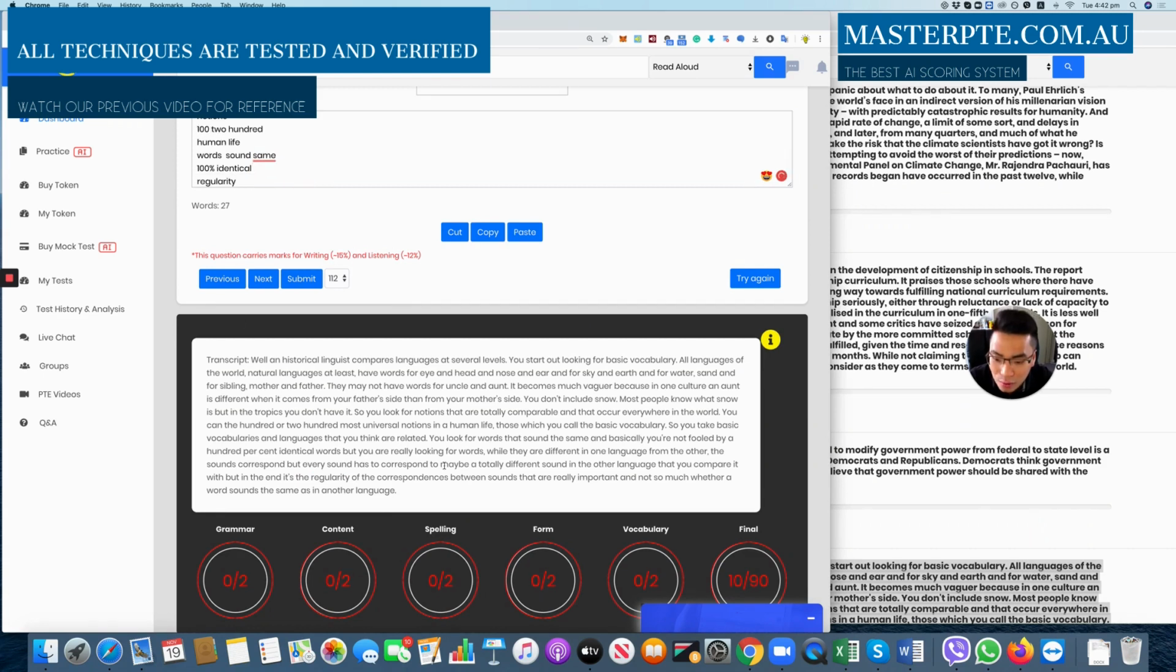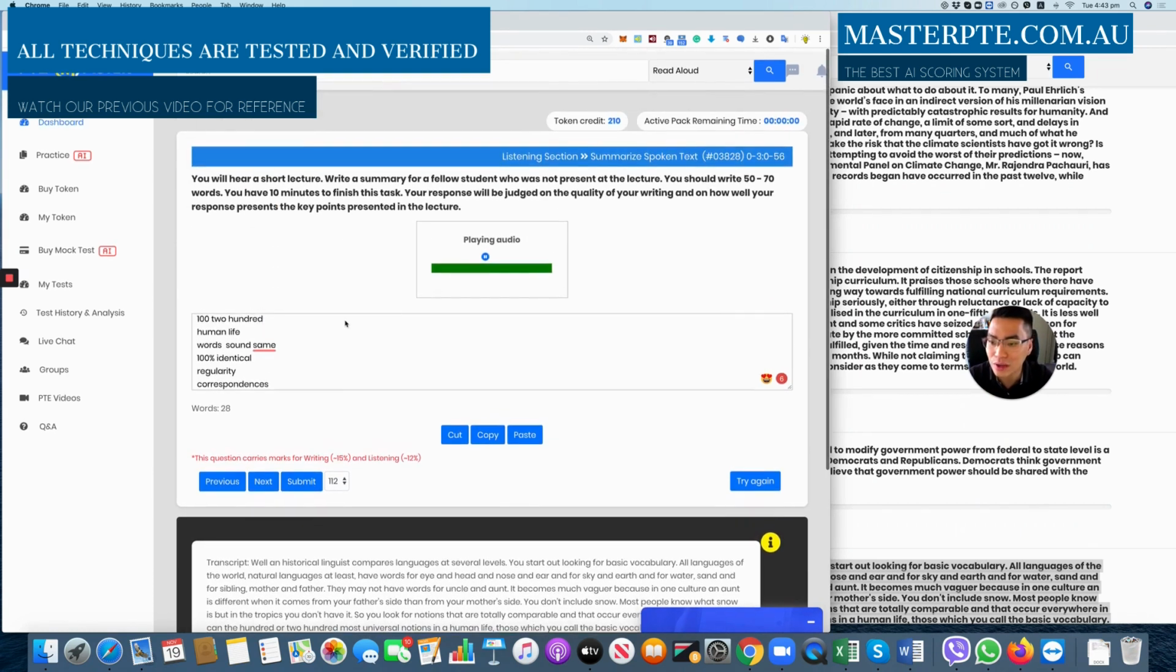Correspondences. This time I want to write this down because they keep talking about correspondences all the way along. Between sounds that are really important, and also whether the words sound the same as another language. So basically, as you can see, all of these keywords keep getting repeated over and over again. You must be a fool to not note it down. You have to spot that difference. Now you've got all the keywords here.